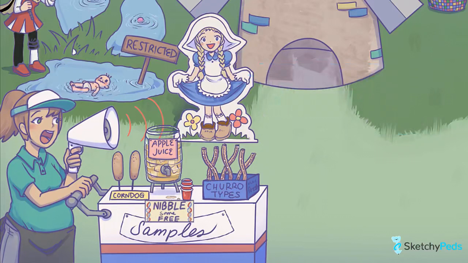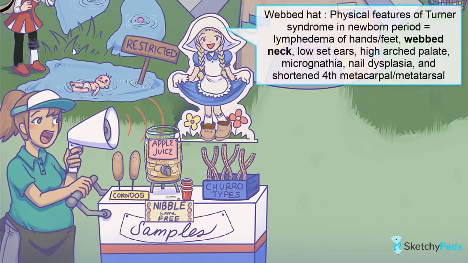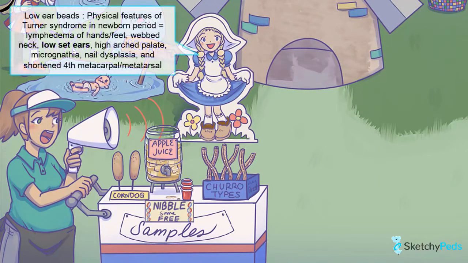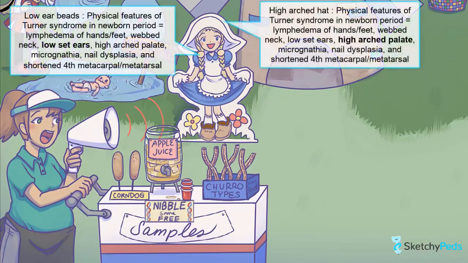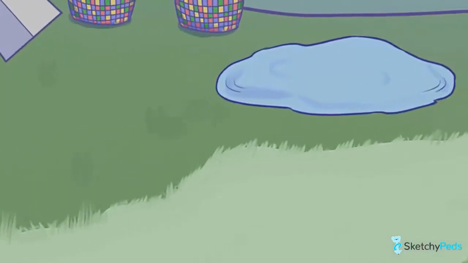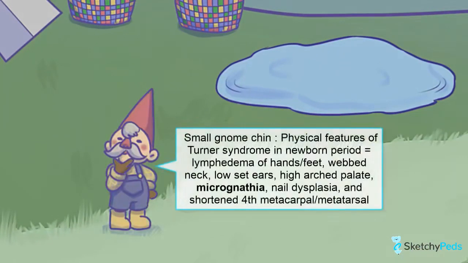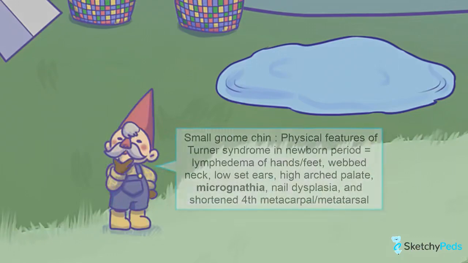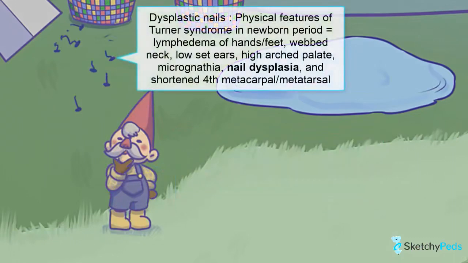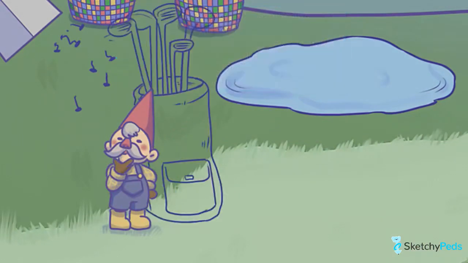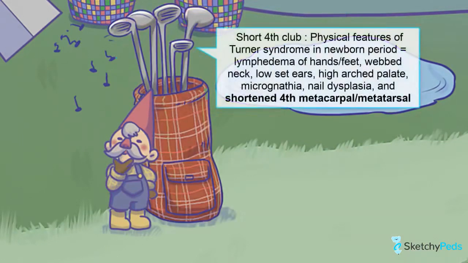Beyond lymphedema, there are a number of other physical exam findings that you may see in the newborn period that are concerning for Turner syndrome, including a webbed neck, represented by the webbed Dutch hat, low-set ears, represented by the low ear-like beads on this girl's braids, a high-arched palate, represented by the high-arched hat, micrognathia, or a small chin, depicted by the garden gnome covering his chin, nail dysplasia, depicted by the twisted nails falling from the windmill blade, and shortened fourth metacarpals or metatarsals, represented by the shortened fourth golf club here.